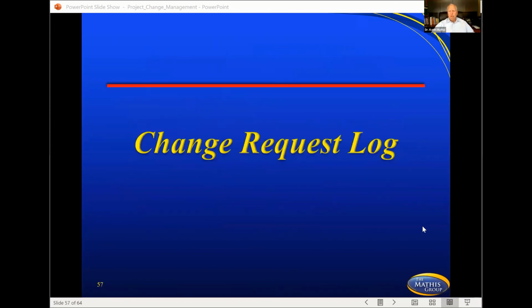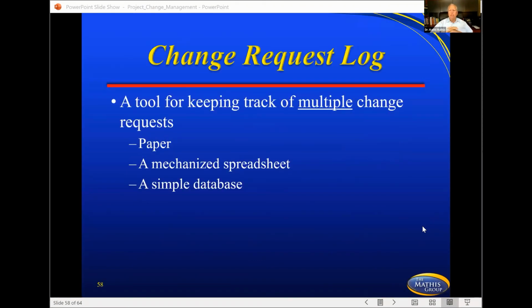And then let's talk a little bit about the change request log. The change request log is a master list of all the changes that have been approved and rejected. That's what it is. So it's a tool for keeping track of multiple change requests. It's normally paper or electronic, a mechanized spreadsheet or a simple database. It normally tells who requested the change, approved or rejected, and the impact it had on the project. All of those different change orders are going to be listed there.